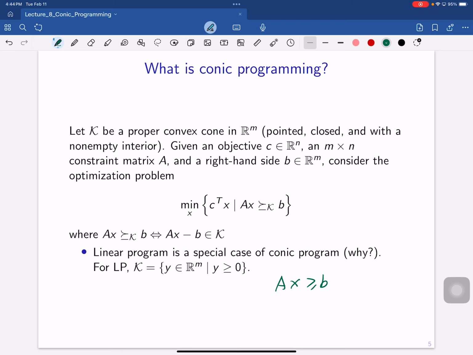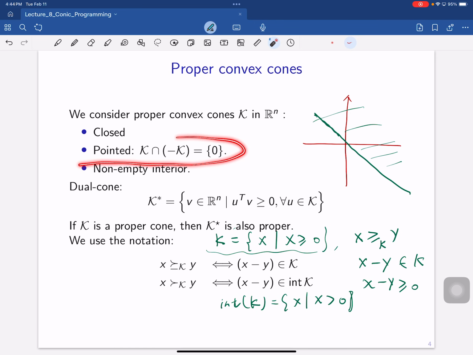What is the meaning of pointed? A proper convex cone is pointed. Pointed means this definition: if you take K and minus K and they intersect, they only intersect at 0, the origin. Like the example I gave, if you take the minus of this half space, the intersection is not pointed because they intersect in a line, not a single point. X greater than or equal to 0 is a pointed cone. If you take the minus of that cone, they intersect only at the origin.